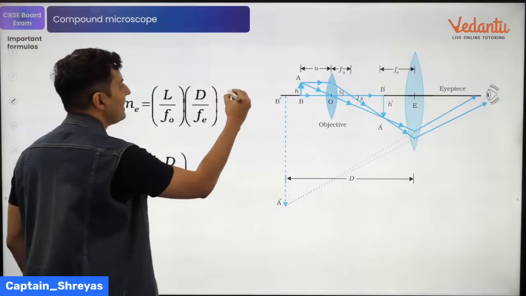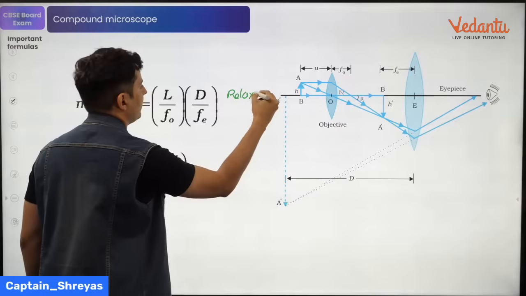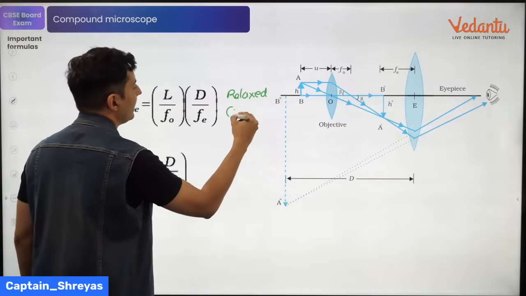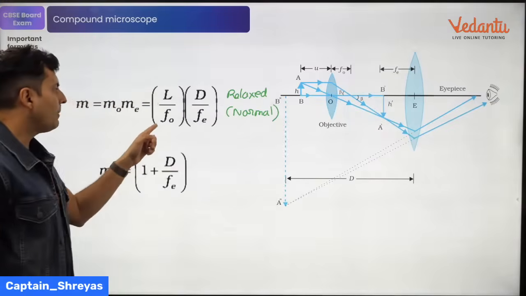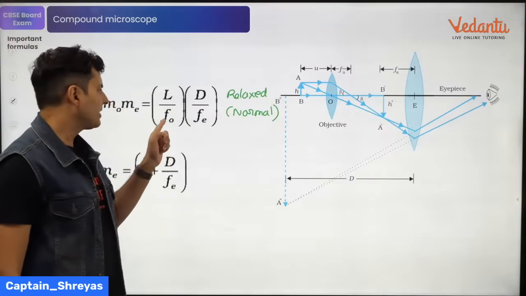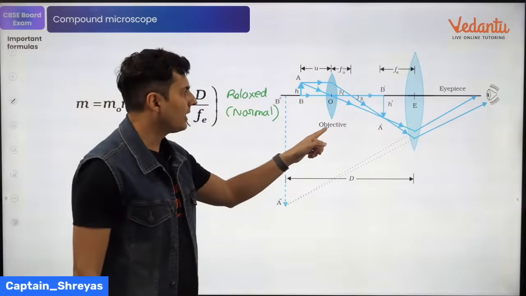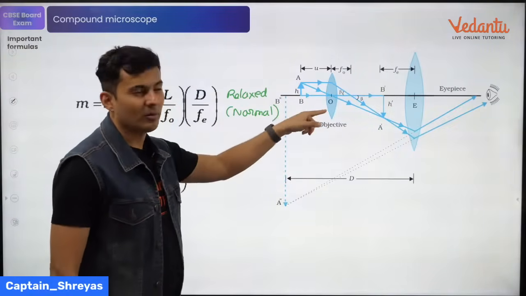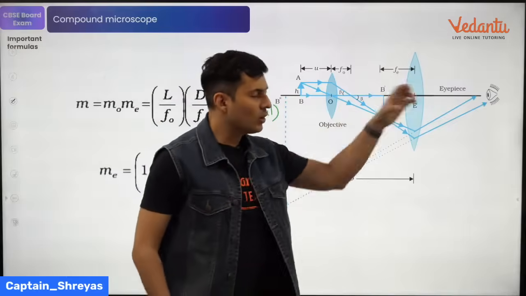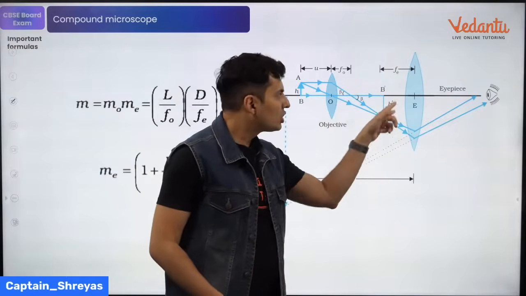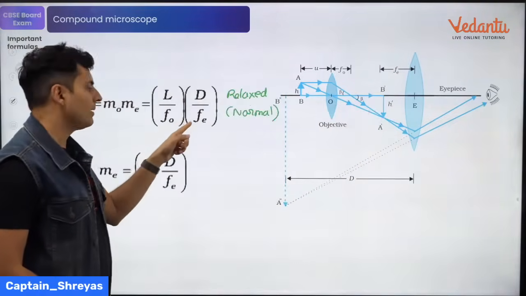If you use relaxed condition, basically that is normal vision, then use this formula, L by F naught into D by Fe. What is F naught and Fe? This is objective, right? Objective means close to the object, the focal length of the objective. Fe is where you are going to put your eyepiece. So the focal length of the eyepiece.